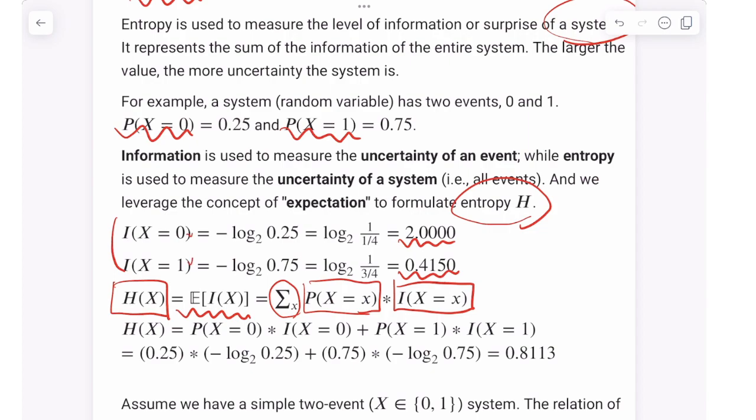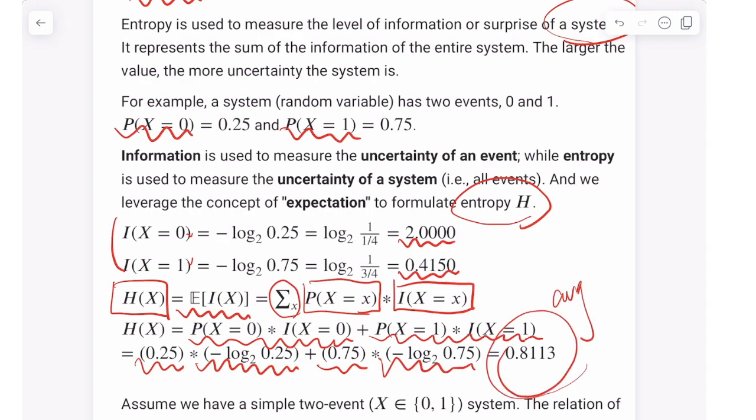So here we have the weighted information. The weight is exactly the probability of that event. That is the probability of x equals 1 times the information of x equals 1, plus the same for the other event. So that is the average information, the weighted information. Okay, so that is the definition of entropy.